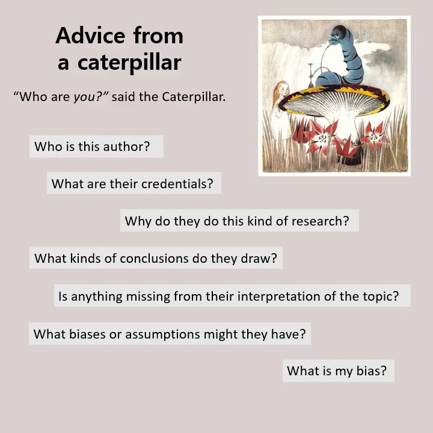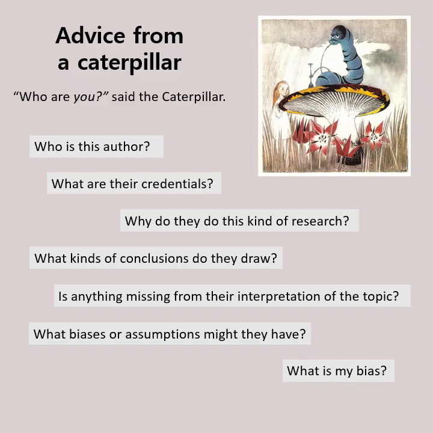Critical thinking is a tool we cultivate to help us skillfully assess something, to form reasoned judgments and solve problems. It requires us to question assumptions, consider different perspectives, and form well-supported conclusions. When researching a topic, we can critically analyse and question authority by looking at our sources and asking, like the caterpillar, who are you? Who is this author? What are their credentials? Why do they do this kind of research?